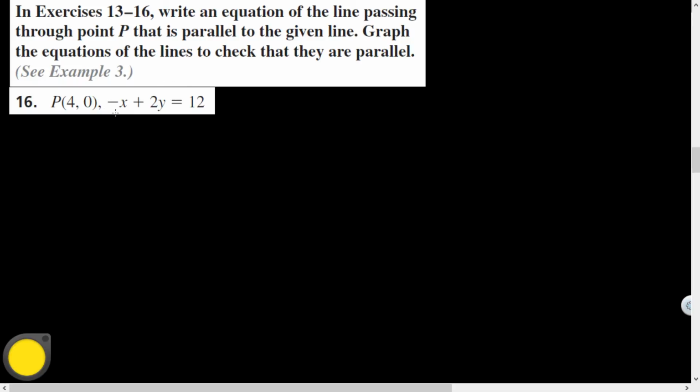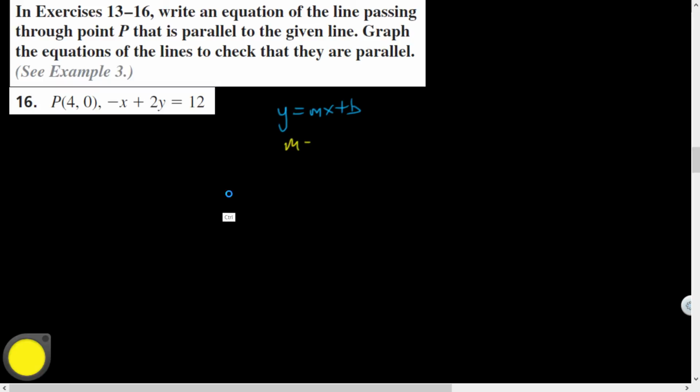They've given me the equation of a line. They've given me a point. They are asking me to find the equation of the line that is parallel to this, that passes through that point. In order for me to have the equation of a line, I need to write it in y equals mx plus b form, slope-intercept form. I'm interested in finding out what m is equal to.